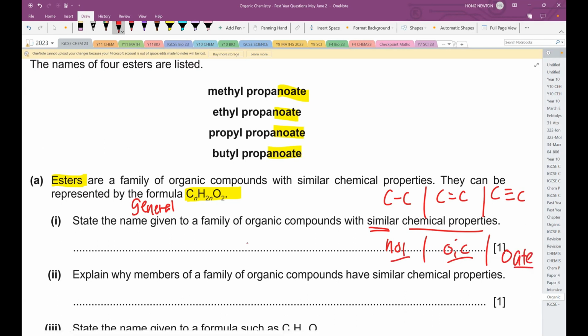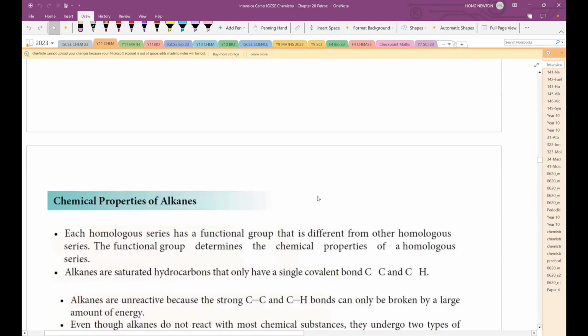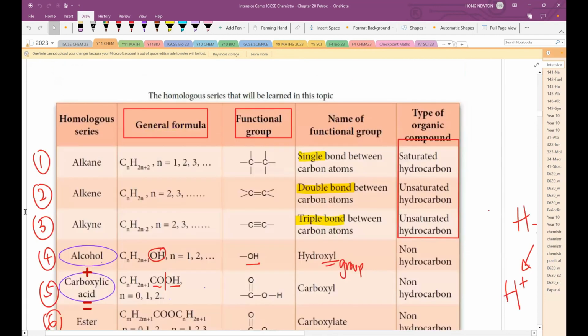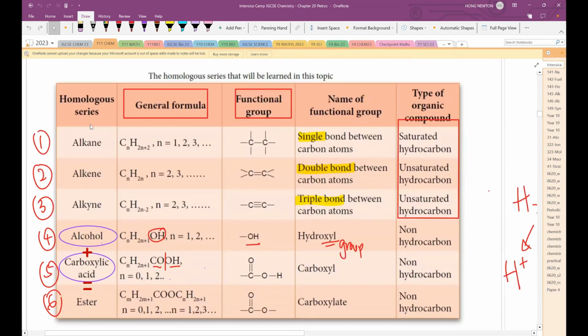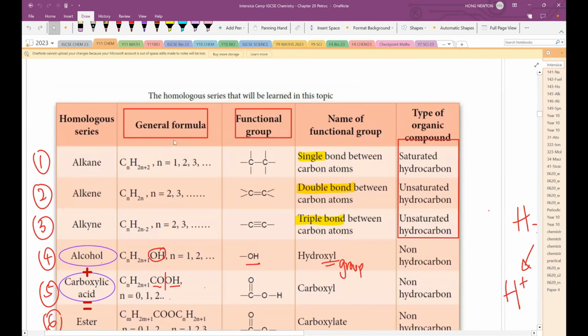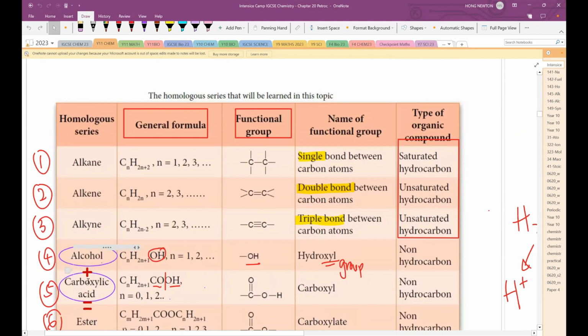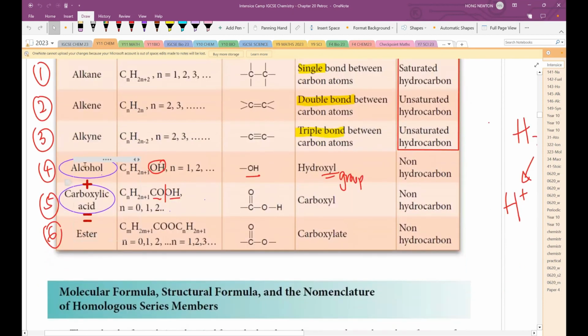So we have the 6 series, the group. What is the 6 series group? We call it homologous series. Groups 1, 2, 3, alkane, alkene, alkyne, are considered hydrocarbons because they only have carbon and hydrogen. How about 4, 5, 6? Groups 4, 5, 6 are so-called non-hydrocarbons because alcohol, carboxylic acid, and ester are actually related.